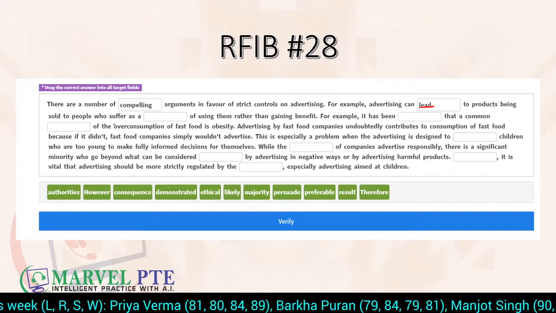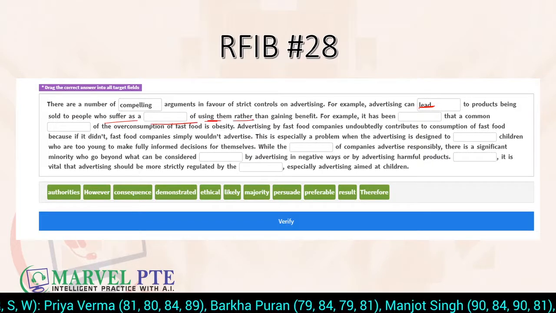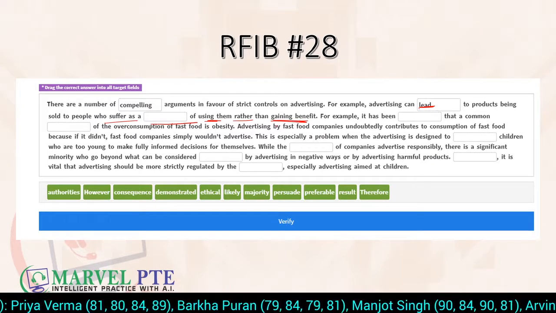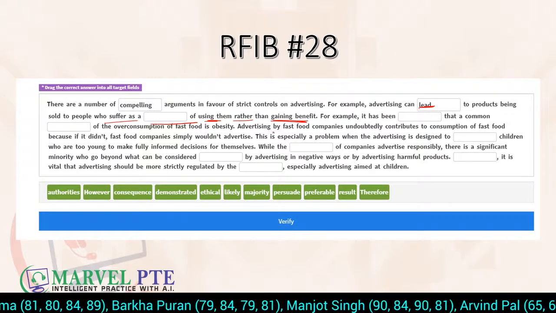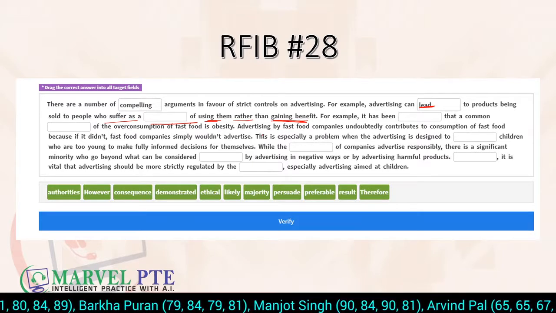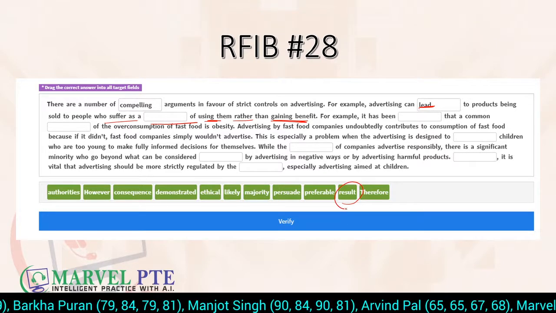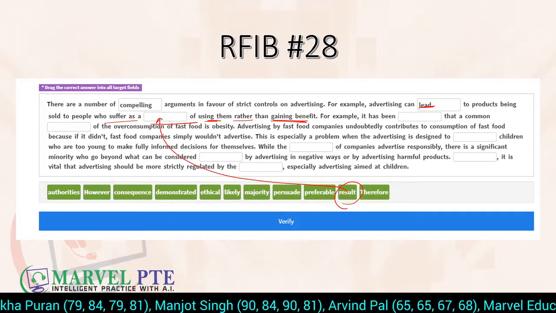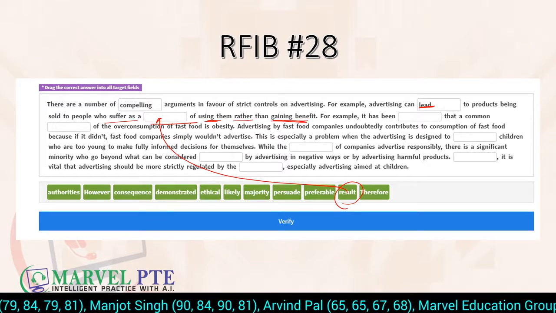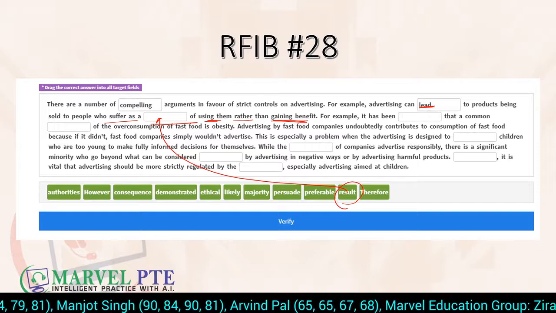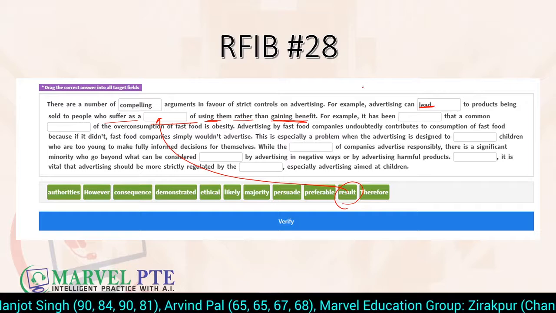Now let's move to the next one. Sold to people who suffer as something of using them rather than gaining benefit. Who suffer as a something, as a result. This is a phrase, as a result, we use it, and we have result over here. That's why we are going to put it over here: as a result of using them. This is how we speak, like as a result of this, this happened. It tells that people have suffered instead of gaining benefit from advertisement.